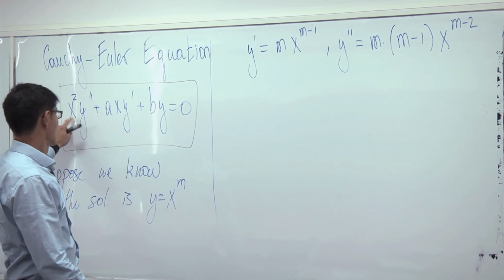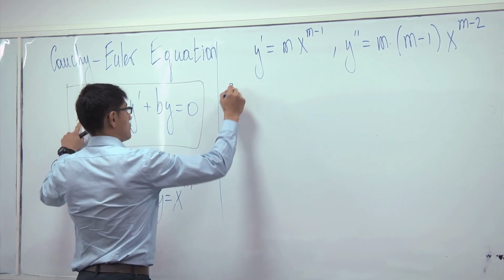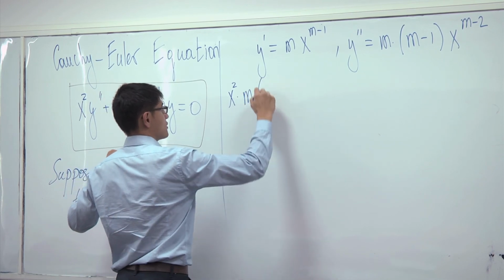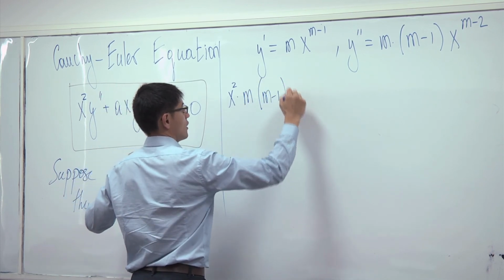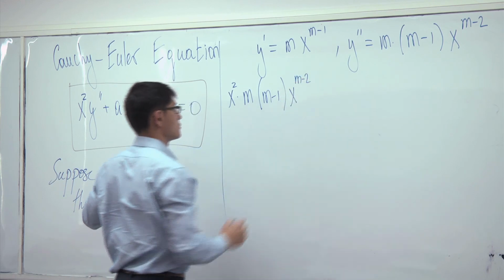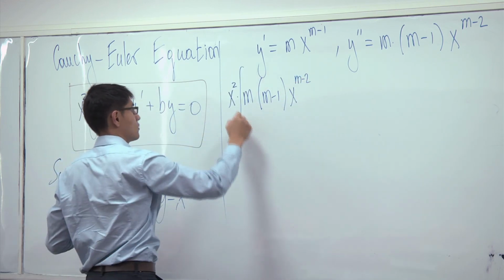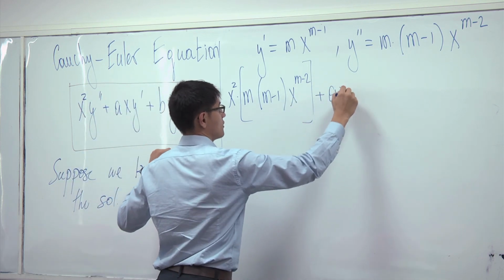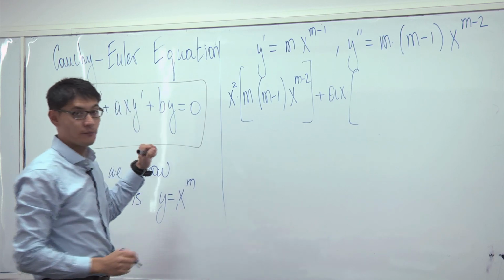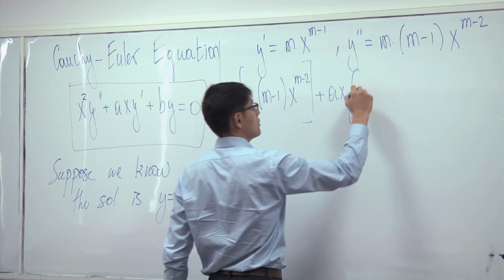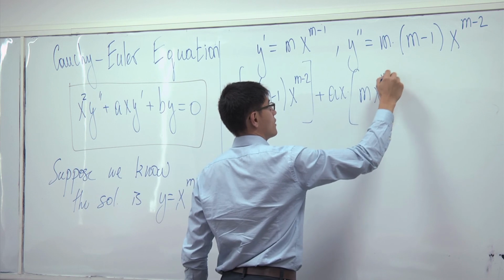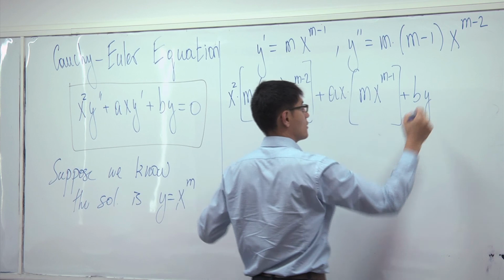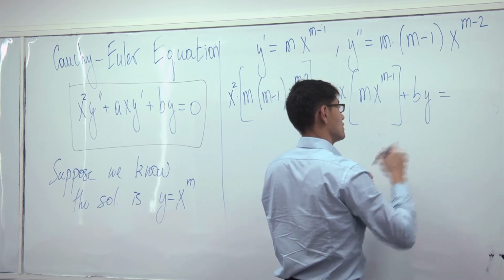So what do we get? We have x squared times y double prime, which in our case is m times m minus 1 x to the m minus 2. So this is y double prime, plus ax times y prime, and y prime is equal to m x to the m minus 1, plus by. And this must be equal to 0.